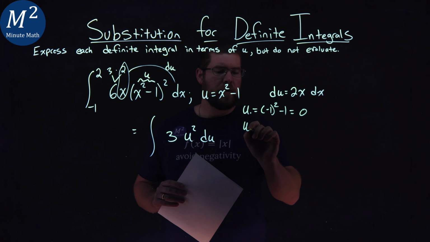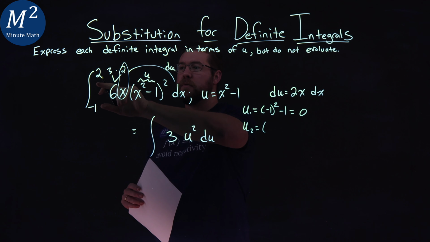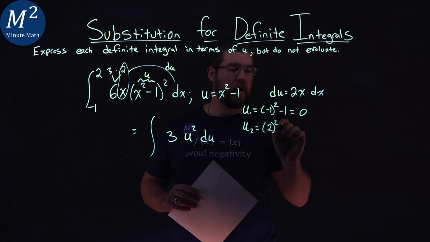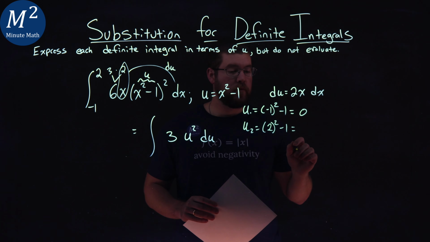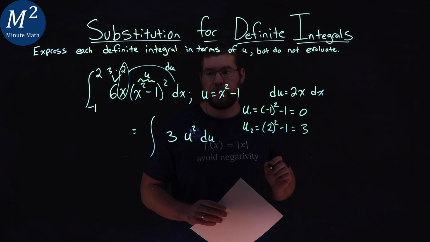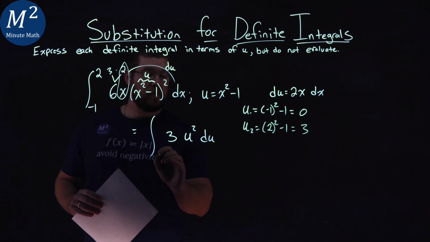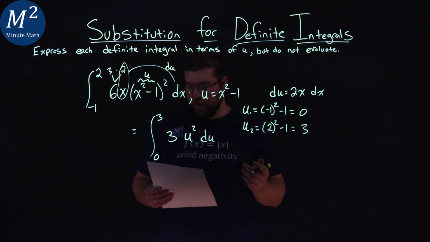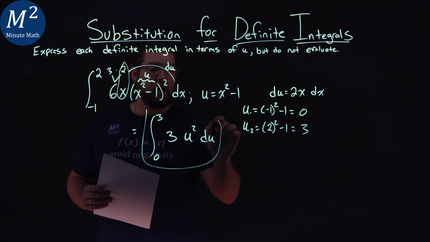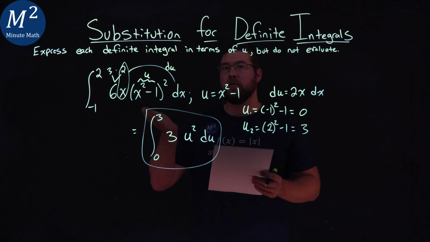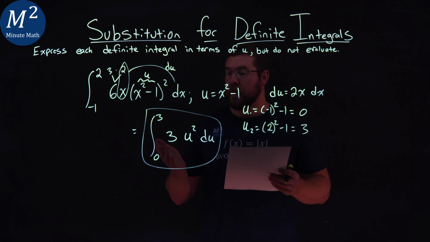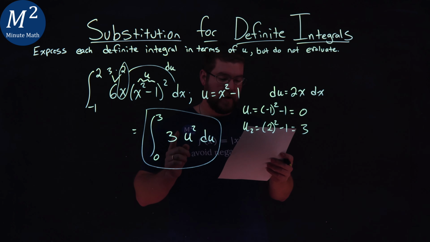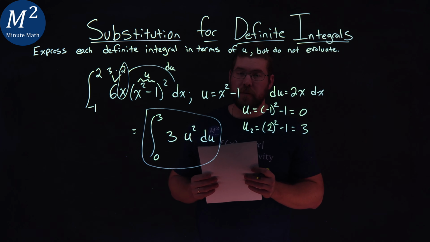The second one here, same thing. We have a 2 is the upper bound, 2 squared minus 1. 2 squared is a 4, minus 1 is a 3. So our integral now, in terms of u, is between 0 to 3. And there we have it, our answer here. So our final answer here for our integral in terms of u is the integral of 0 to 3 of 3 times u squared du.